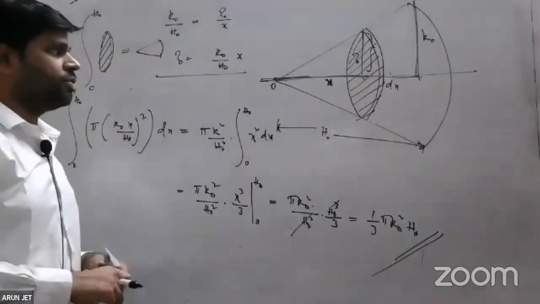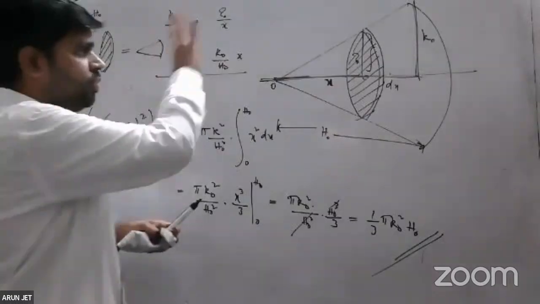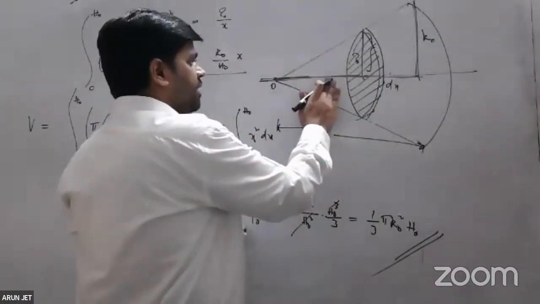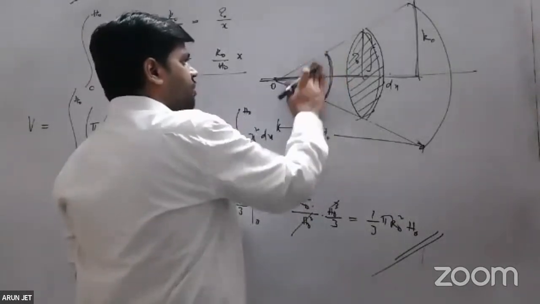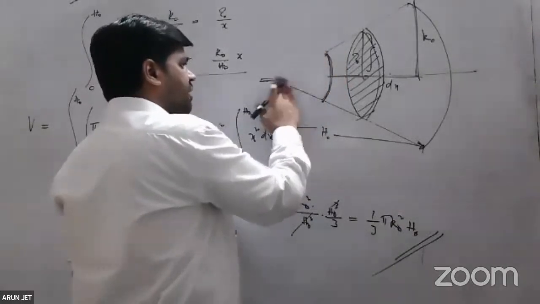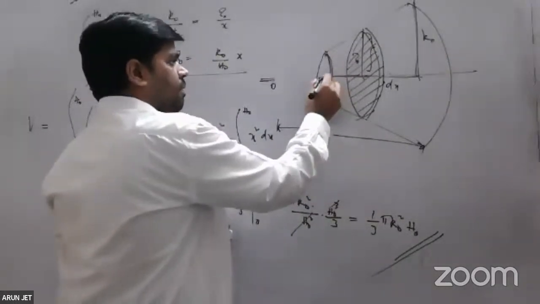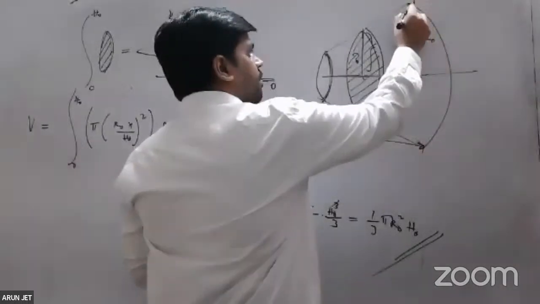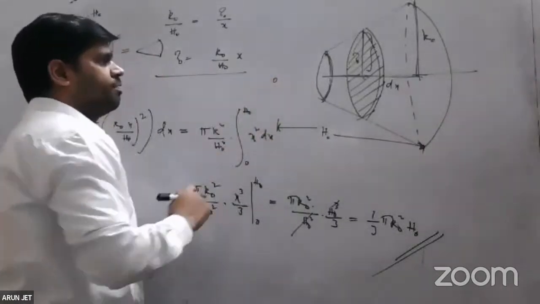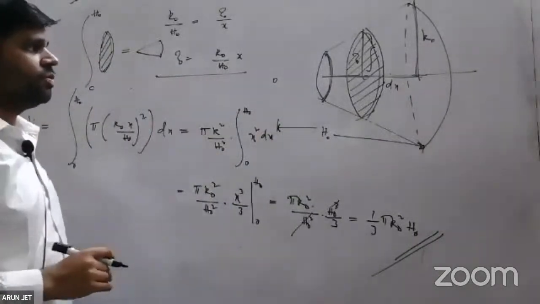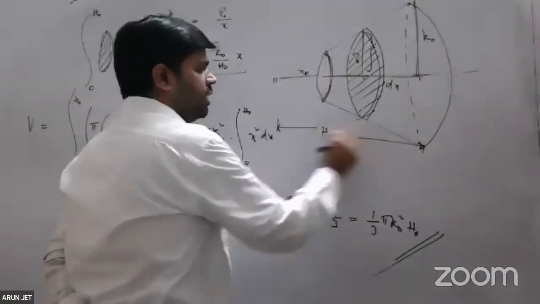Okay, now let us say instead of this whole cone, I just want the volume of a frustum. What is the frustum? When I cut a part of the cone, this is my frustum. I want the volume of this frustum. So what do I do? I integrate this from this limit, which is x1 or x0, to h0.